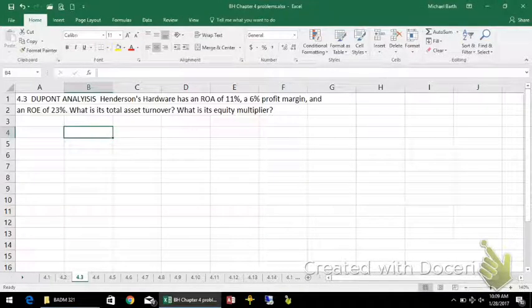This is problem 4.3 from Chapter 4, Brigham and Houston's Fundamentals of Financial Management, Concise 9th edition. Here we're doing DuPont analysis. The first thing you do with all these is write down what you know.